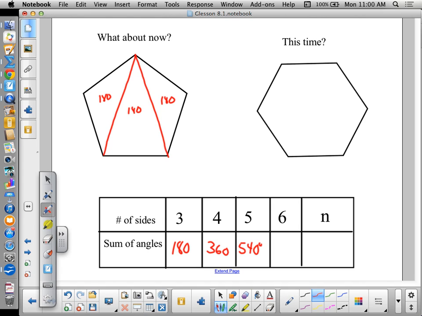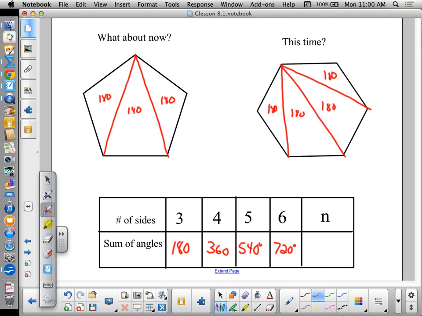In a hexagon, how many triangles? Right, 4. So that's 720 degrees.